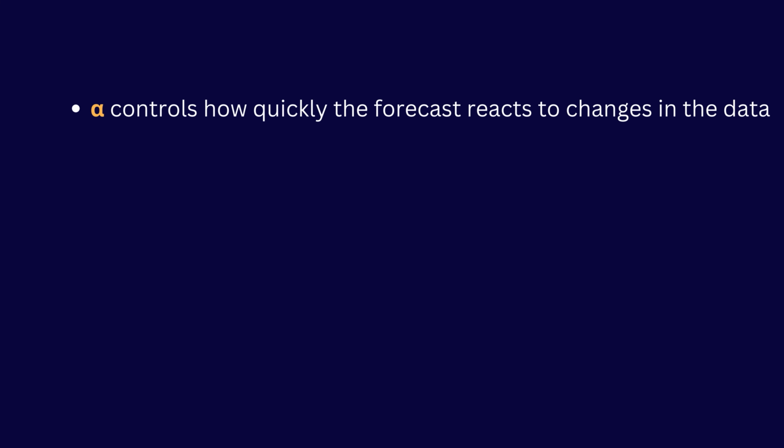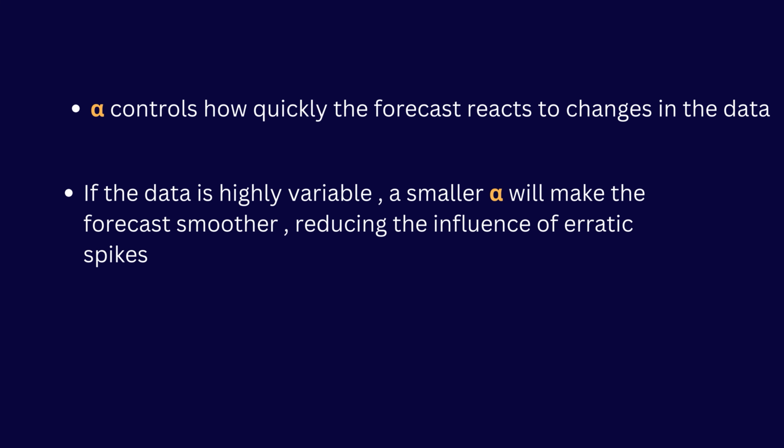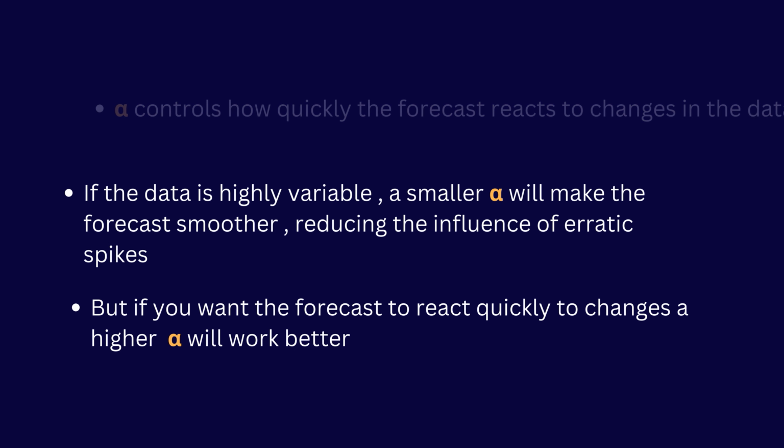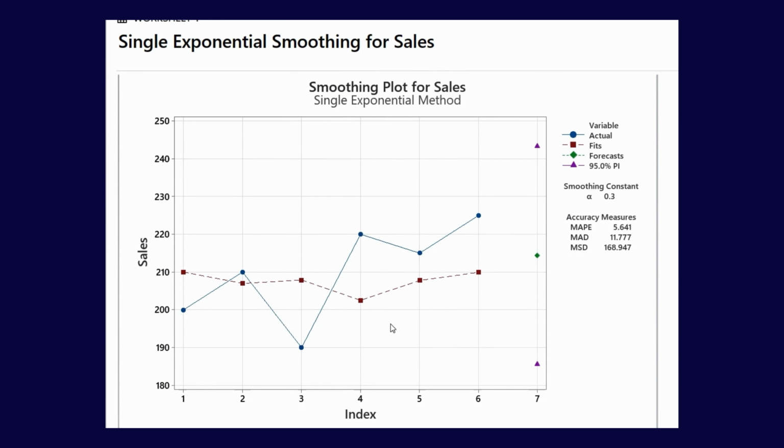One important part of exponential smoothing is choosing an optimal smoothing factor alpha. This factor controls how quickly the forecast reacts to changes in the data. If the data is highly variable, a smaller alpha, closer to 0, will make the forecast smoother, reducing the influence of erratic spikes. But if you want the forecast to react quickly to changes, a higher alpha will work better. Here's a quick visualization. Notice how the forecast lines start to follow the trends of the actual data even though it's smooth. As you can see, single exponential smoothing is a straightforward yet powerful way to predict short-term trends in data that lacks seasonality or a strong trend.